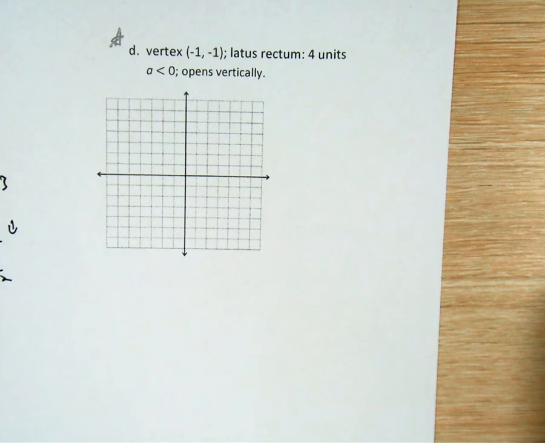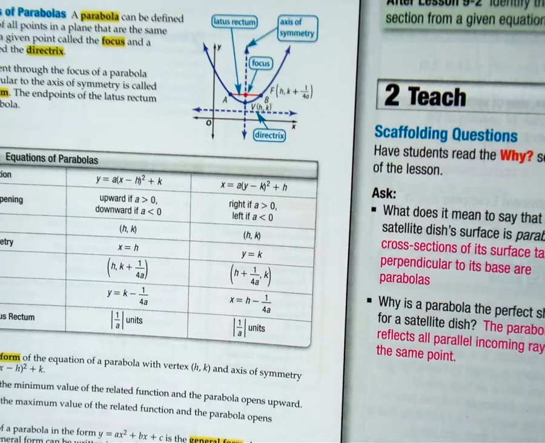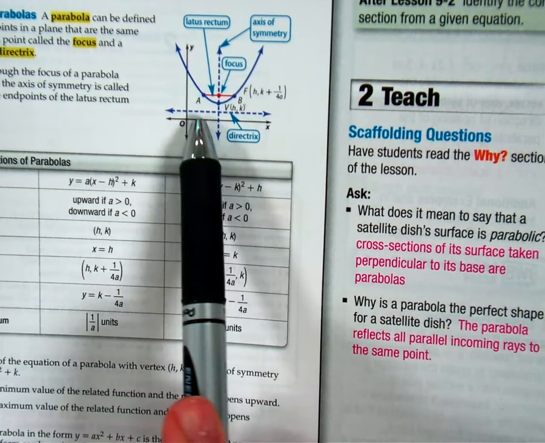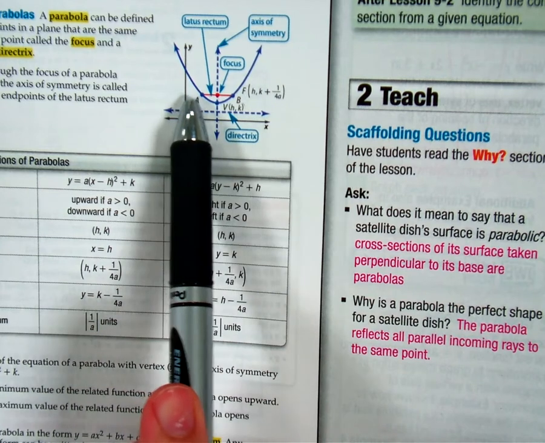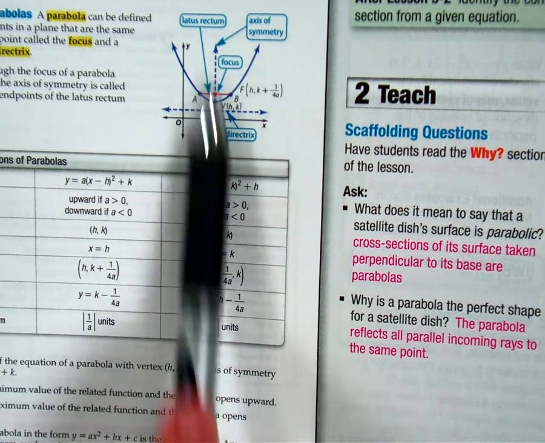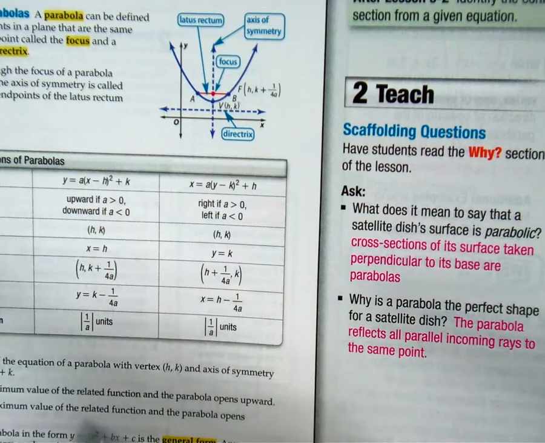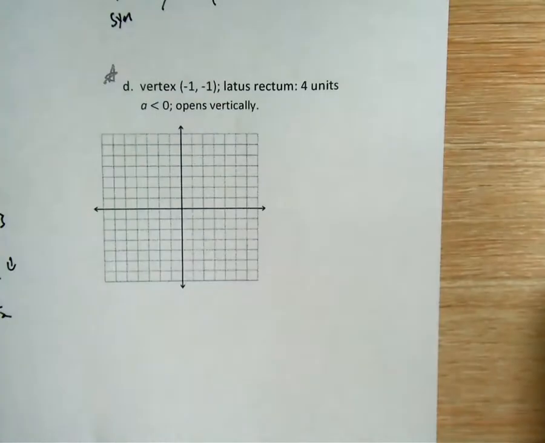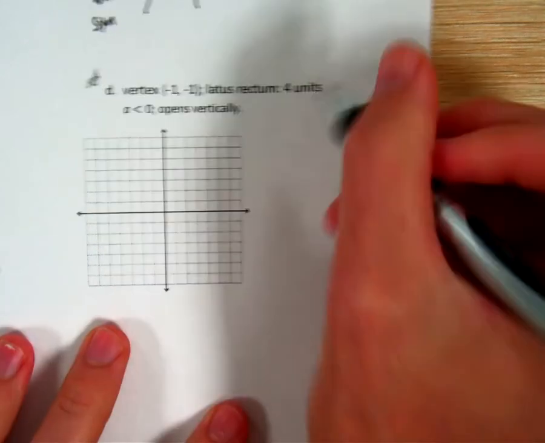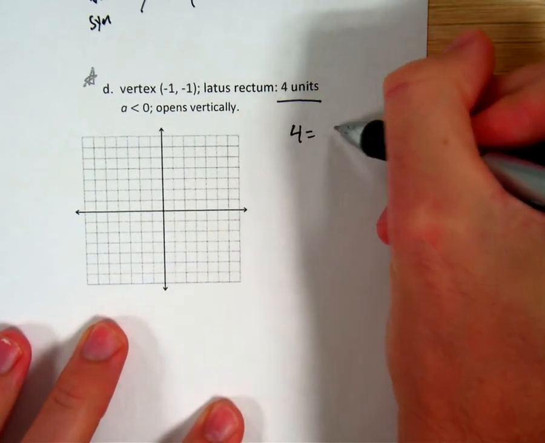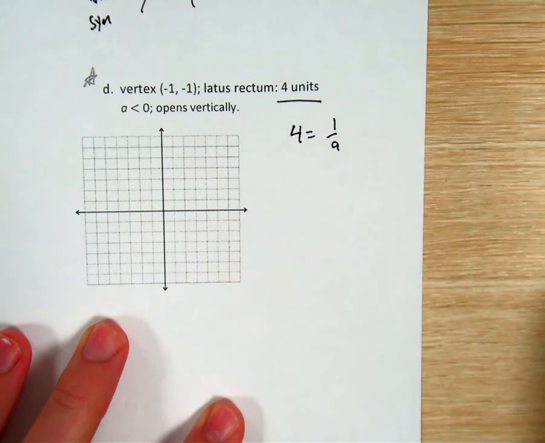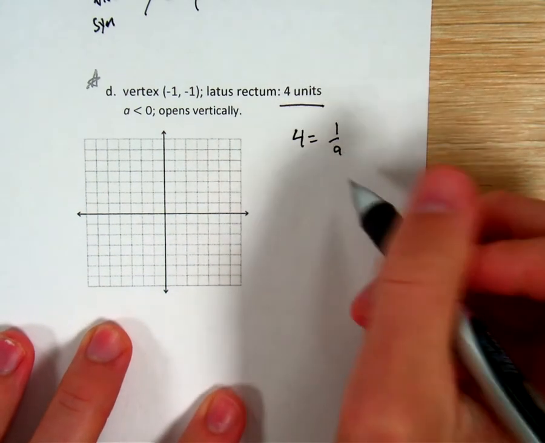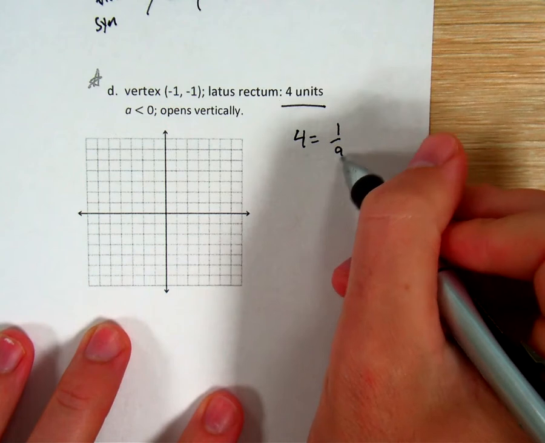Let's take a quick look here back in the book. We talked about this for like 2 seconds. The latus rectum goes from side to side of the parabola through the focus, perpendicular to our axis of symmetry. And the length of that is going to be the absolute value of 1 over a. So when it gives me this, the length 4 equals the absolute value of 1 over a.